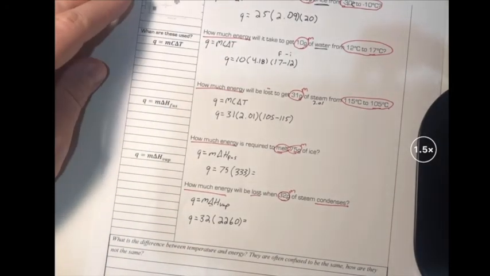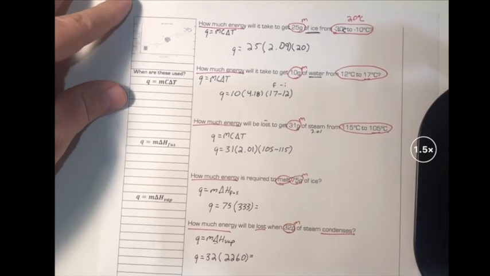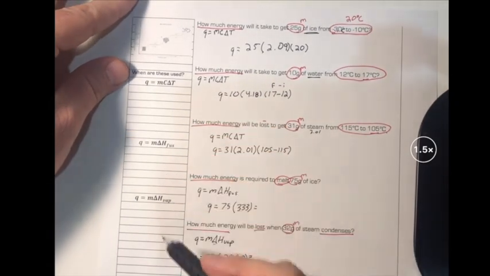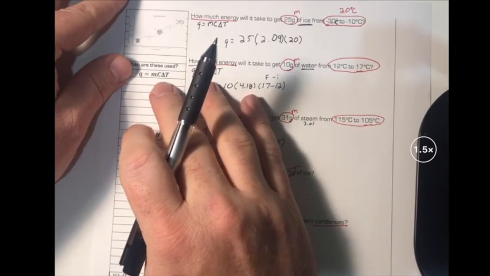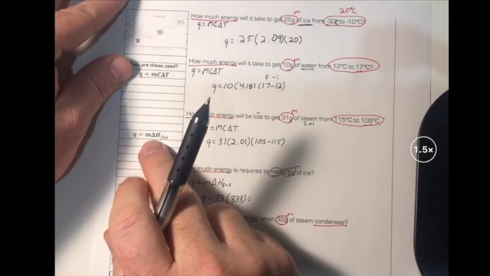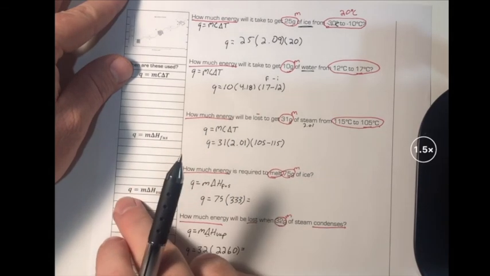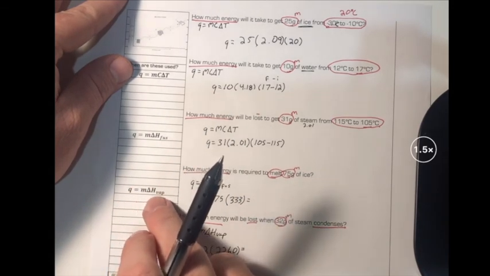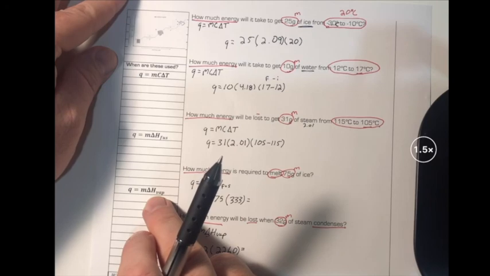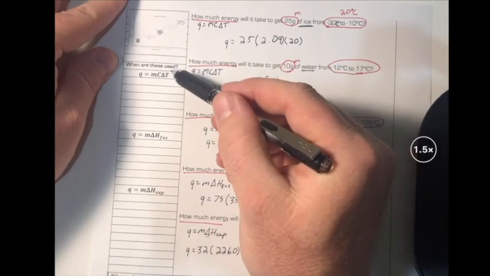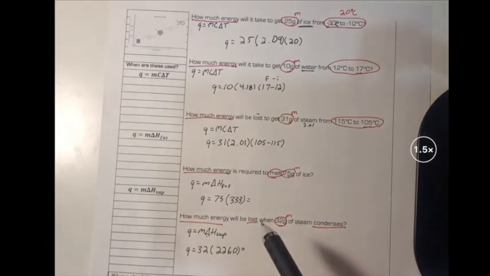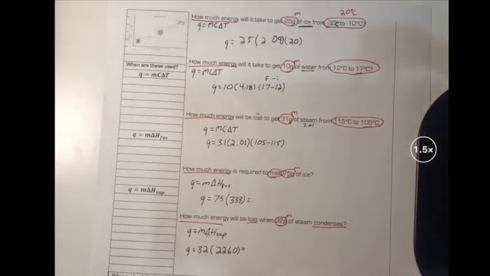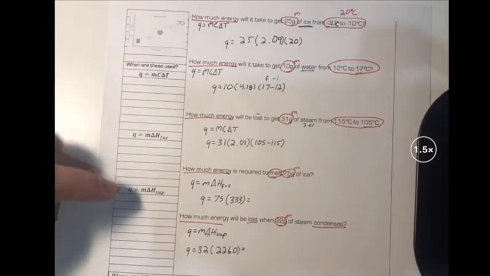So what we have left right now is these three questions. We have three formulas. Q equals M C delta T. Q equals M delta H fusion. And Q equals M delta H vaporization. My question to you is, when are these used? Think of these problems and the information we have in our notes right here, and write down when you know to use which formula.